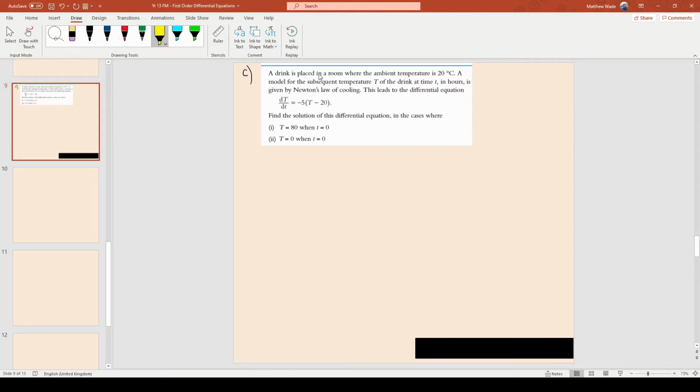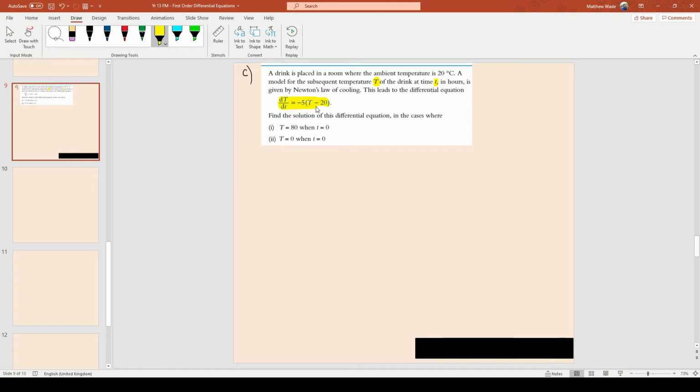It says this: a drink is placed at room temperature where the ambient temperature is 20 degrees Celsius. So essentially it's in a room where the temperature is 20 degrees Celsius. And a model for the subsequent temperature T of the drink at time t, so if we have capital T and little t, nightmare to have the same letter in each one, but that's okay, in hours is given by Newton's law of cooling. This leads to the differential equation here.